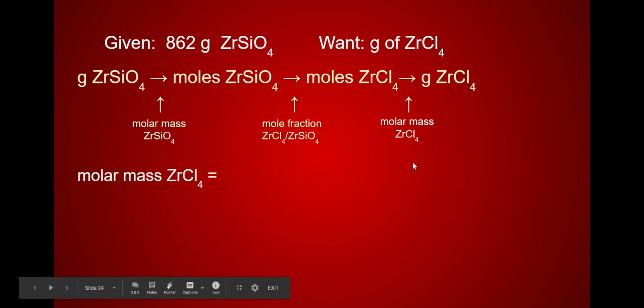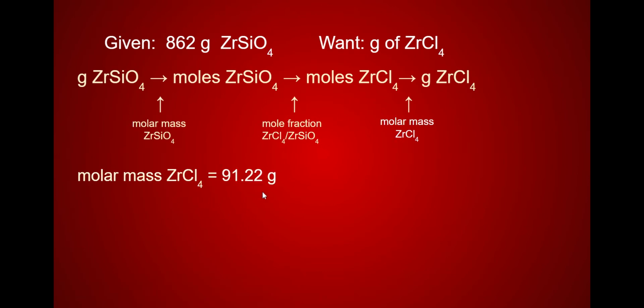All right, now this other molar mass, zirconium-4 chloride, is going to be 91.22 grams for the zirconium, plus 4 times 35.45 grams for each chlorine.